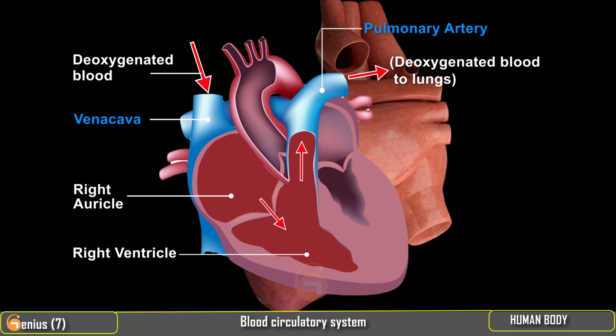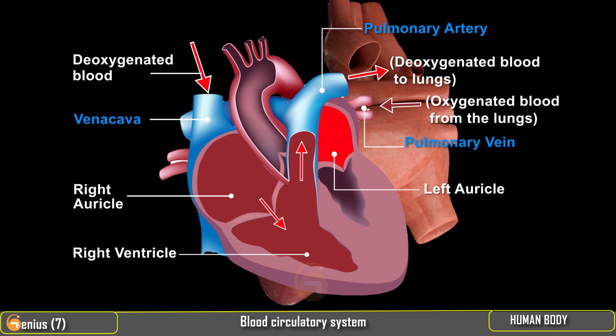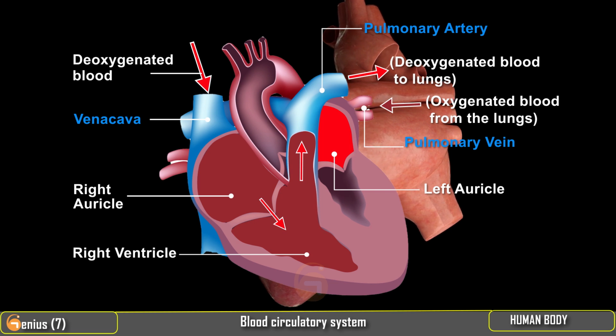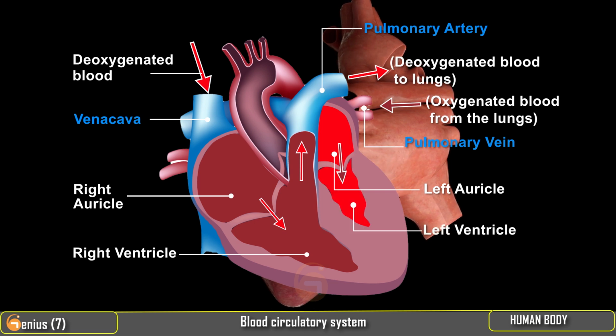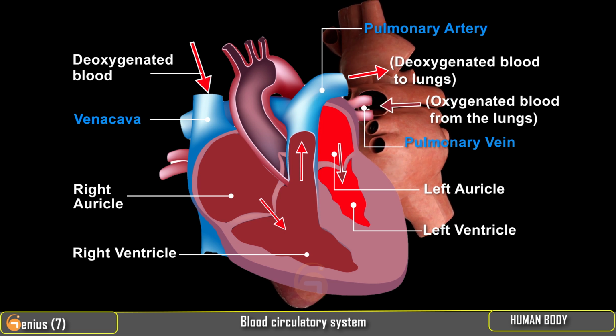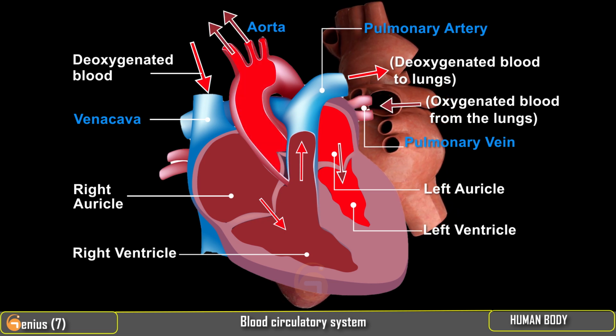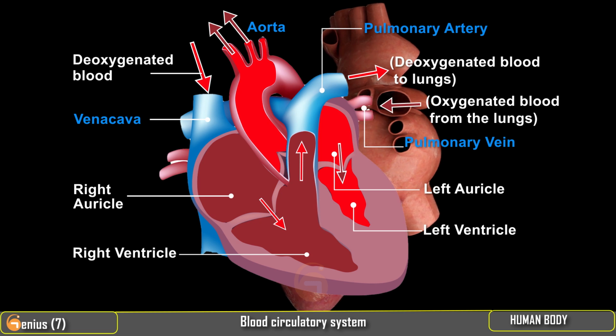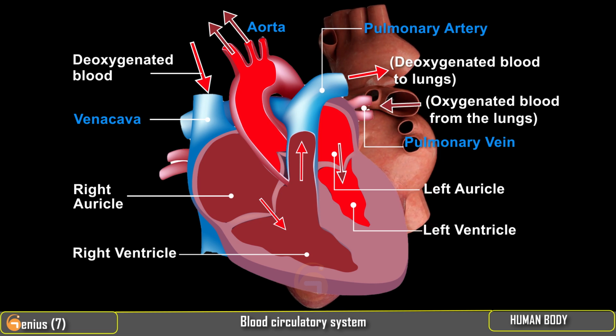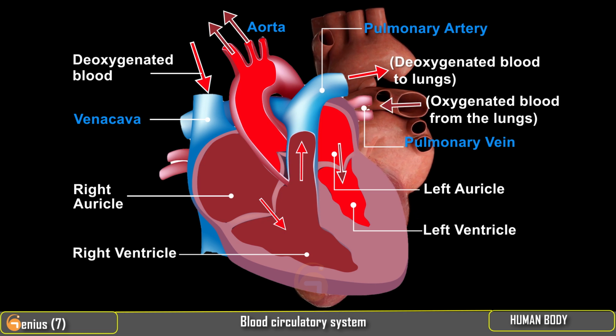The oxygenated blood flows to the left auricle of the heart through the pulmonary vein. The left auricle then pumps the oxygenated blood down into the left ventricle through a valve. The muscular left ventricle then pumps the blood to all parts of the body through the aorta. Once the blood circulates to all parts of the body, it flows back to the heart and then the cycle begins once more.